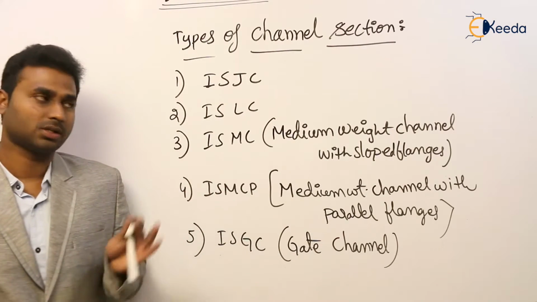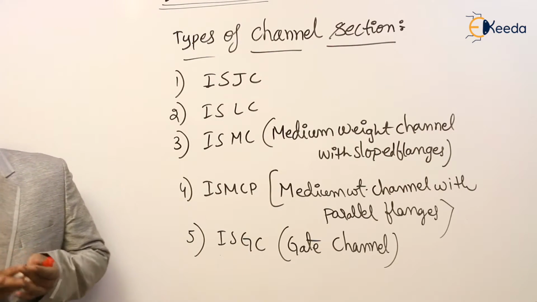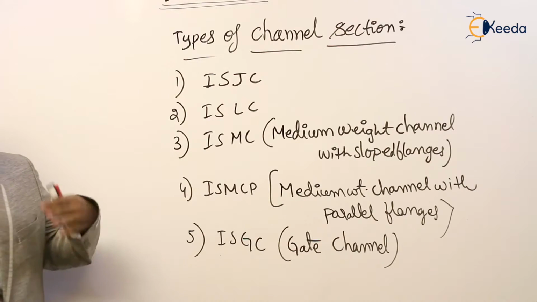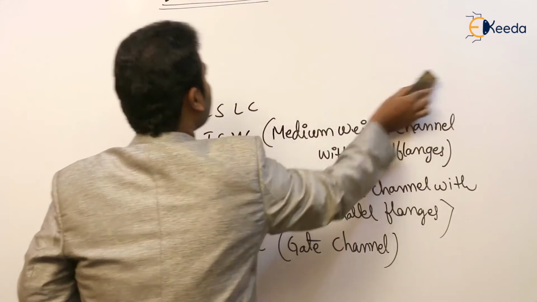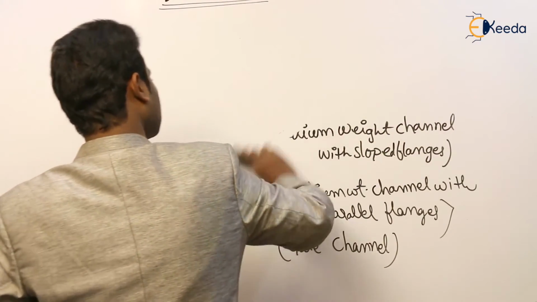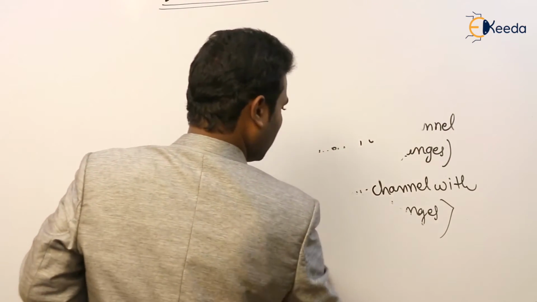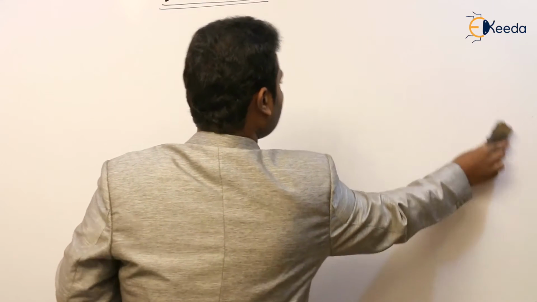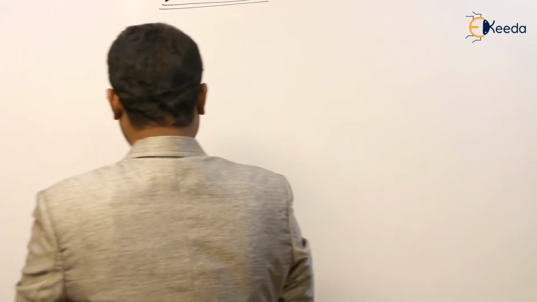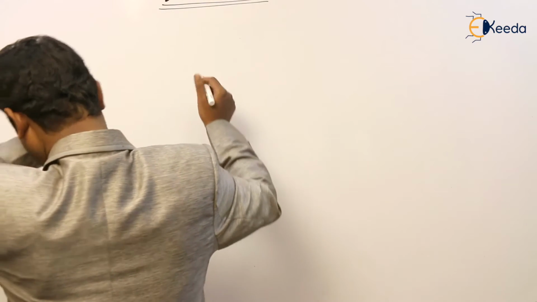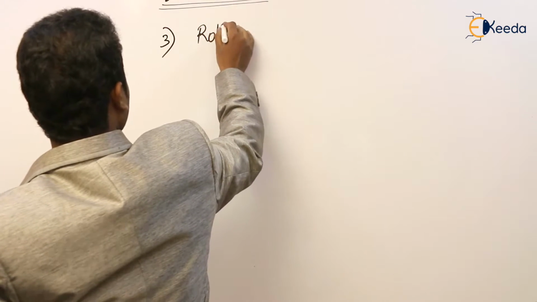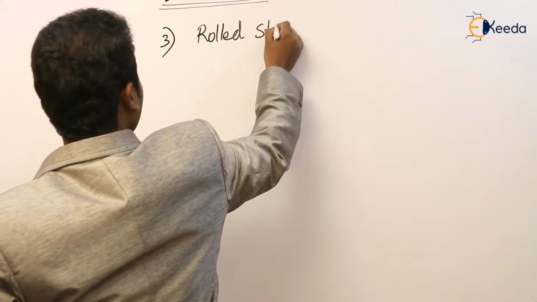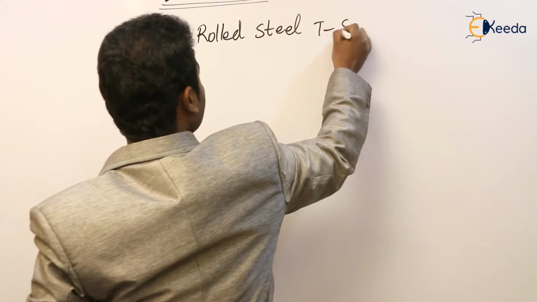So this is about channel. So take it down. Next, the third is the rolled steel T section.